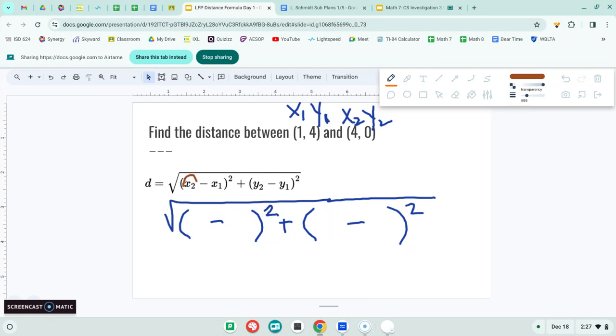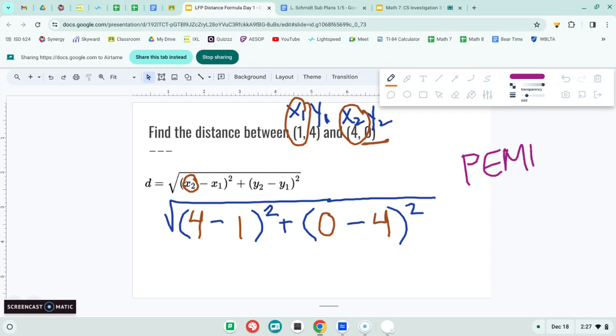So I look first at my x2. My x2 is 4, so I'm going to start by putting 4 in. My x1 is 1, so I put a 1 there. Then my y2 is 0, and my y1 was 4. From this point, it's order of operations, so doing PEMDAS.